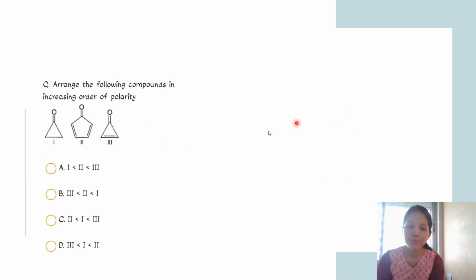And let us move to the next question. From this question onwards, the questions will be on the topic of aromaticity. Arrange the following compounds in increasing order of polarity. So three carbonyl compounds are given here, all of which are alicyclic. So you have to rank them in increasing order in terms of polarity.